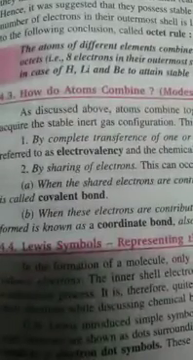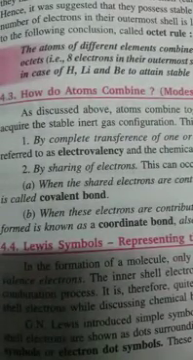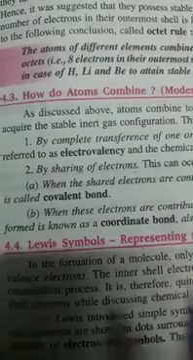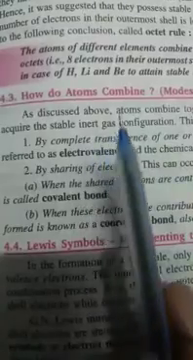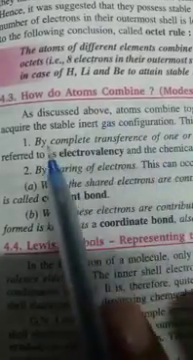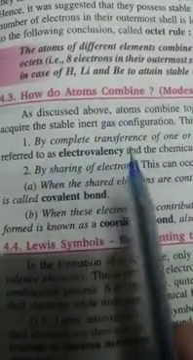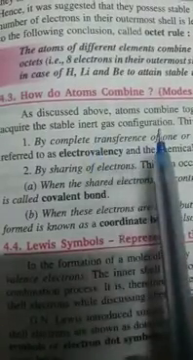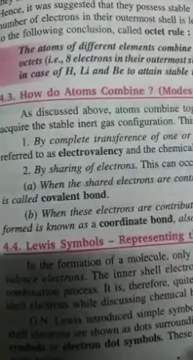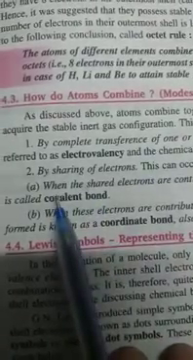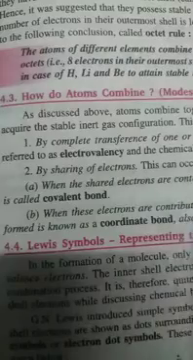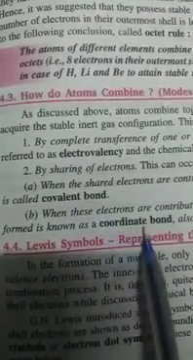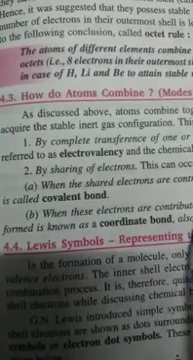Okay. And the third one is how do atoms combine? The atoms are combined mainly in three ways. The first is by the electrovalent or ionic bond, which is formed by the transfer of electron, we will discuss later. The second is bond by the sharing of electron, that bond is called covalent bond. And the third type of bond is called coordinate bond or dative bond.